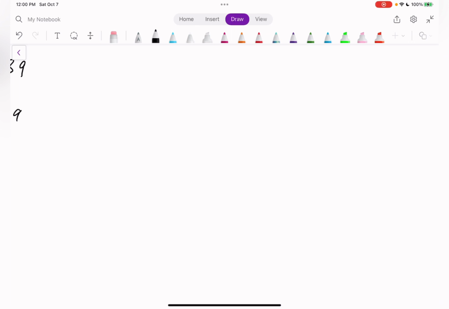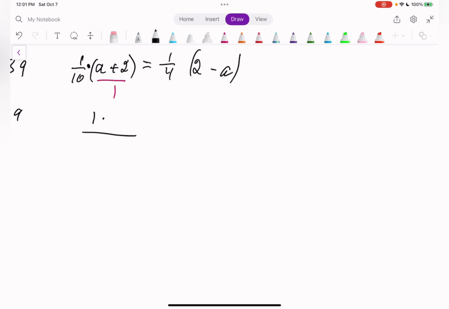All right, equals 1 over 10 times a plus 2 equals 1 over 4 times 2 minus a. Okay, so 1 over 10 times the a plus 2 over 1, so this is multiplication, and the denominator is 1, right? So in this case, multiplication is going to look how? 1 times a plus 2, and at the bottom 10 times 1, right? So I'm deleting 1 and 1, we don't need to have 1, and parentheses also, and I'm getting a plus 2 over 10. The same way the second one is going to be 2 minus a over 4.